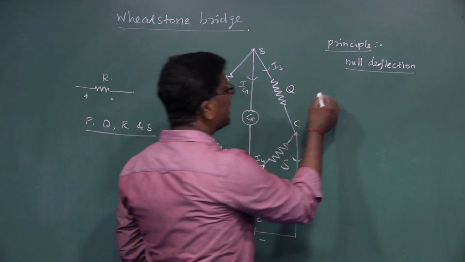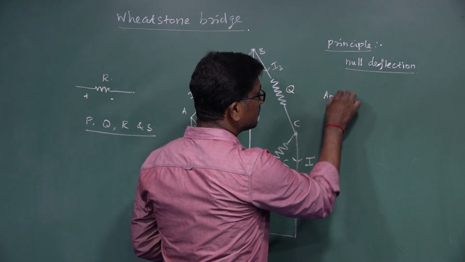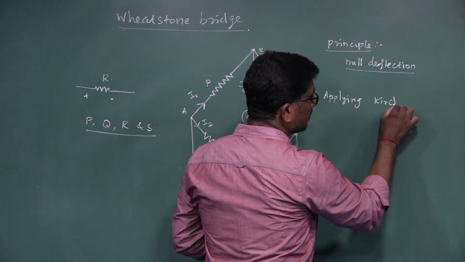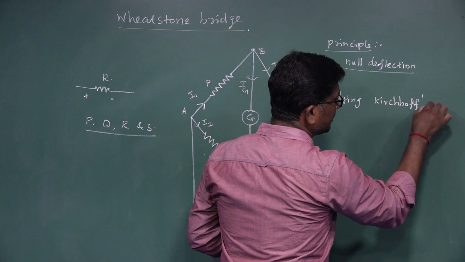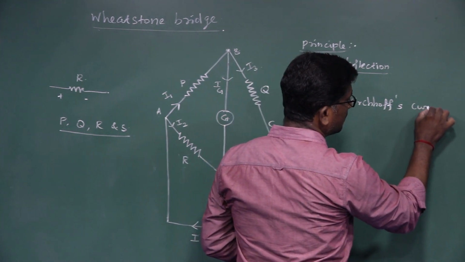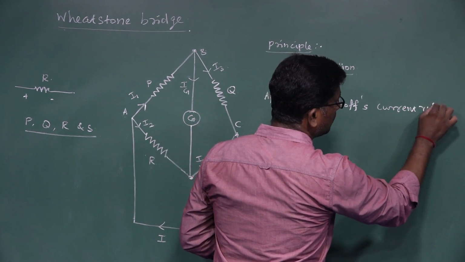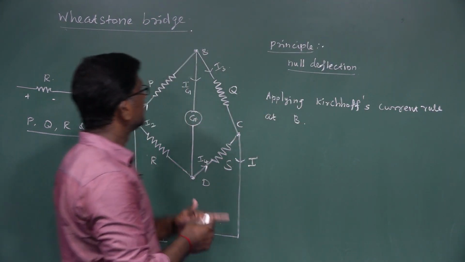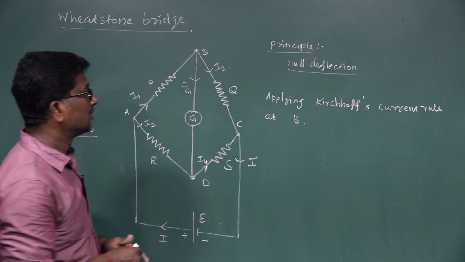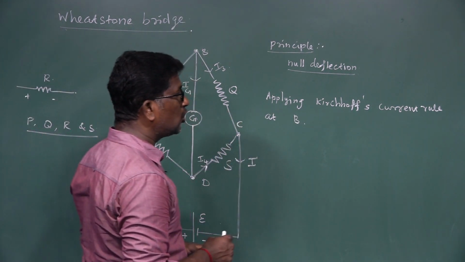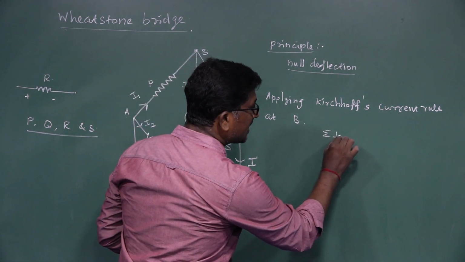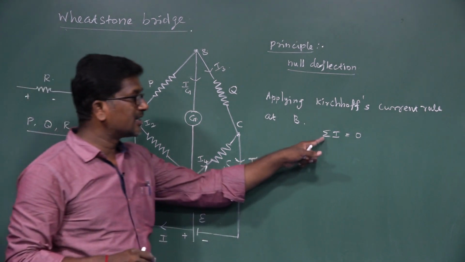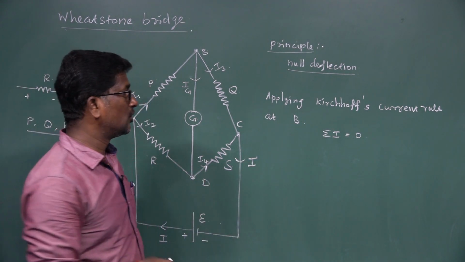Right? First, applying Kirchhoff's current rule at junction B, at point B. According to Kirchhoff's current rule, the algebraic sum of the currents meeting at any junction is equal to 0. The algebraic sum of the currents meeting at any junction is equal to 0.